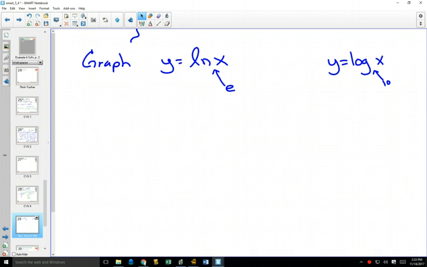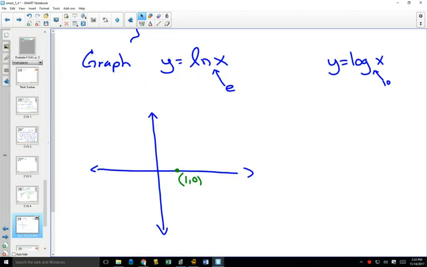So when we go to graph it, what point is on every single log graph? (1, 0). And on this one, we're going to have what comma 1? (e, 1). It will still have an asymptote here at x equals 0, and the shape is still the same shape as our other log graphs.